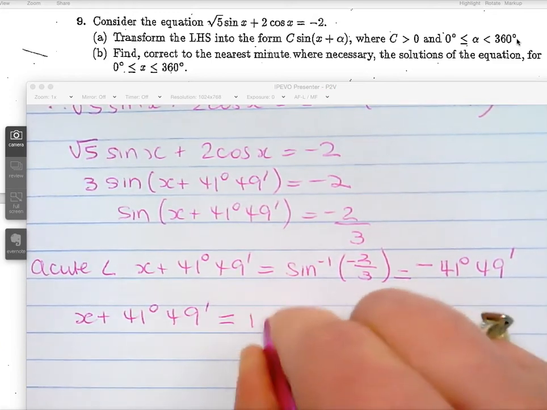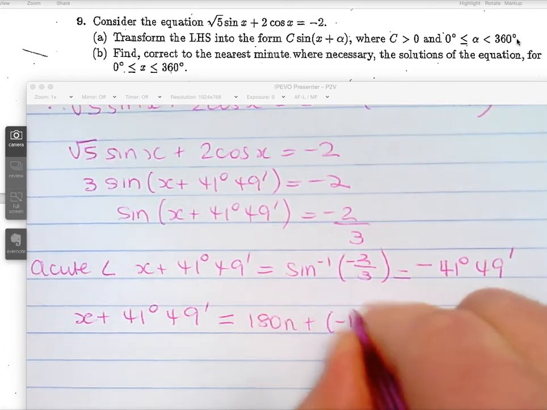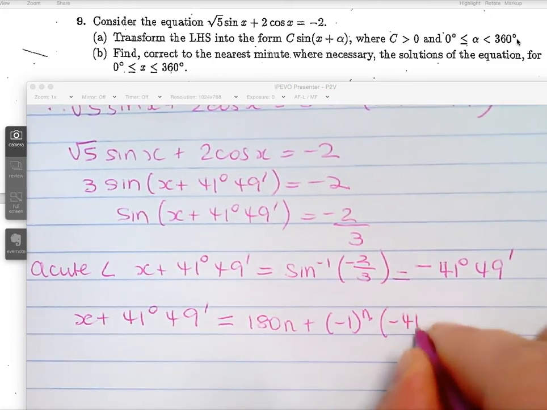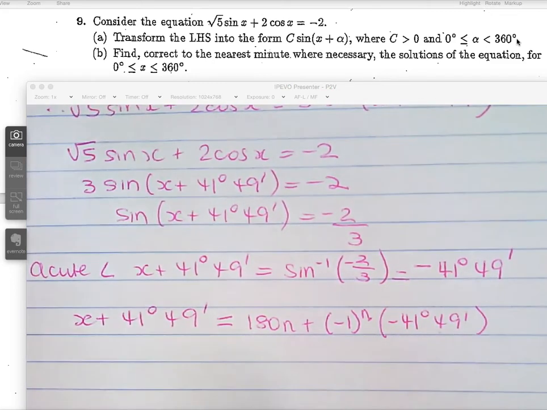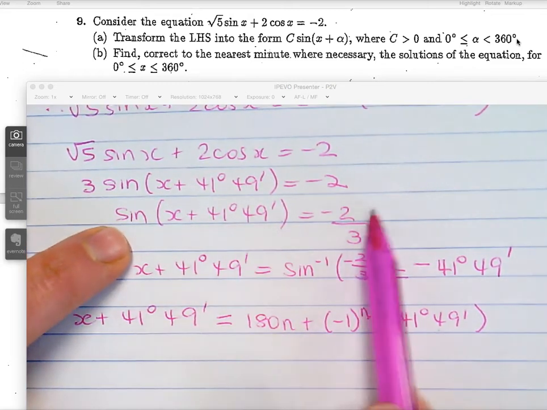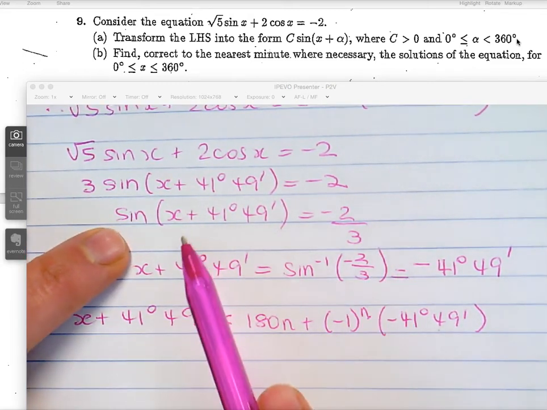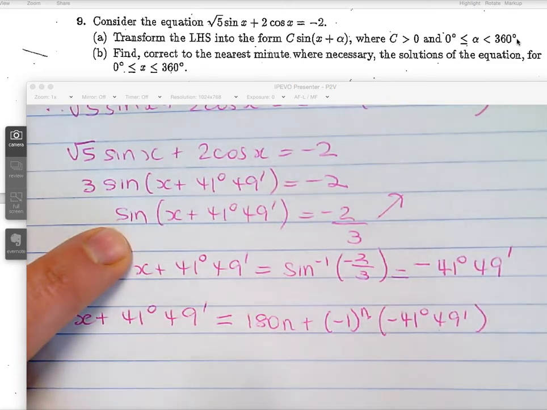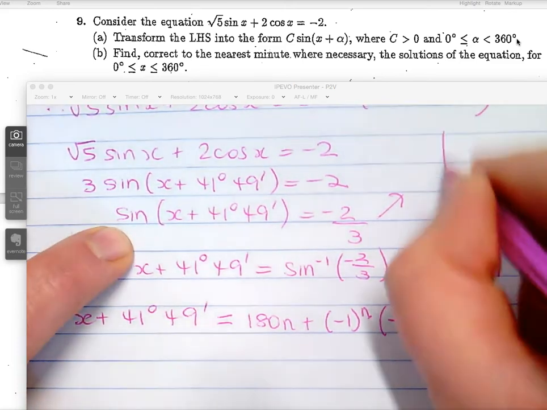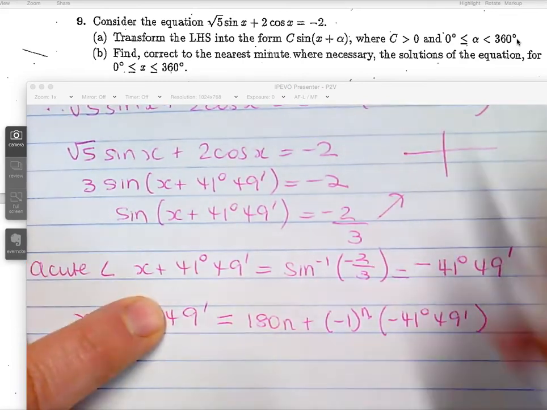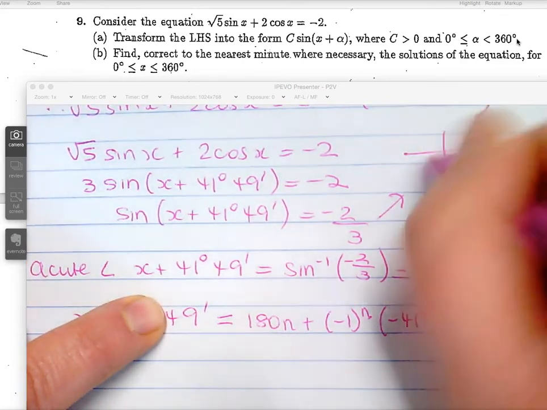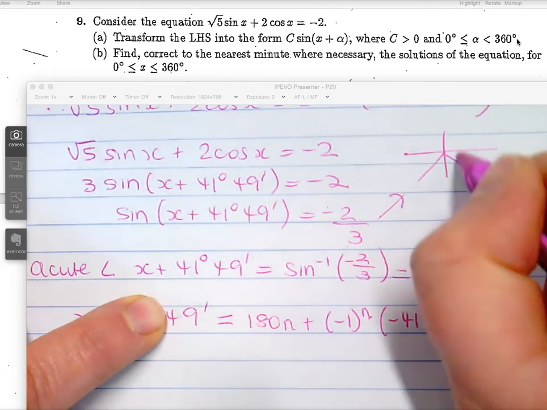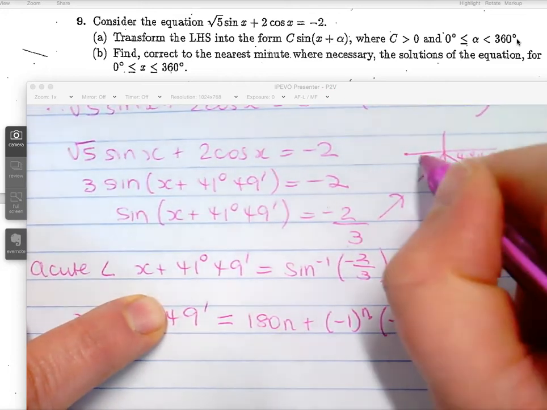solution is 180n plus negative 1 to the power of n, and then the angle, which is negative 41 degrees, 49 minutes. So girls, if you had to solve this the other way, you know what you'd do, wouldn't you? They wanted you to actually solve it for 0 to 360. If you were to do it, the acute angle is 41/49, but it's quadrants 2 and 3. No, it's quadrants 3 and 4. This would have been your answer.